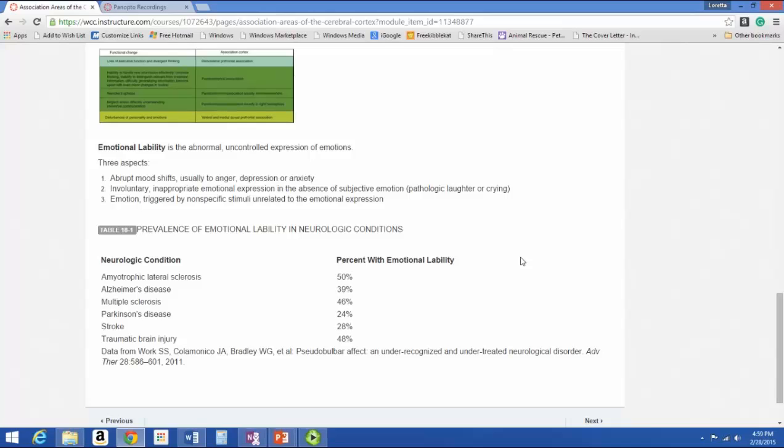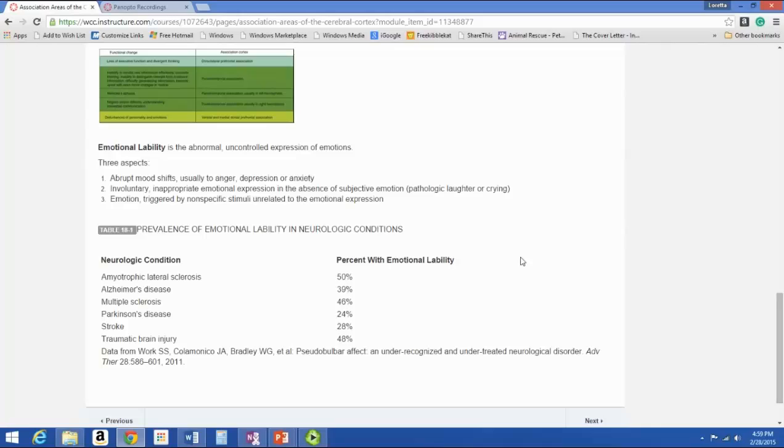The second aspect is involuntary, inappropriate emotional expression in the absence of subjective emotion. So that's the pathological laughter or crying. People are crying and they don't know why, or laughing. Or emotion triggered by non-specific stimuli that's unrelated to the emotional expression. So somebody who starts crying when they see that it's raining outside, well, I guess I could do that on some days, but anyway, it's triggered by just some stimulus that wouldn't ordinarily trigger an emotion.